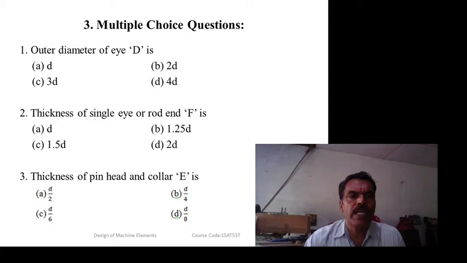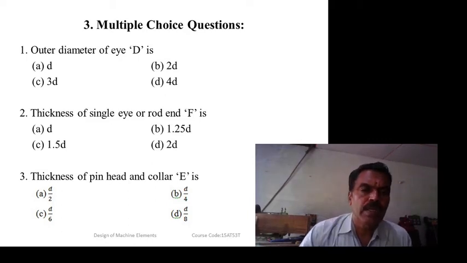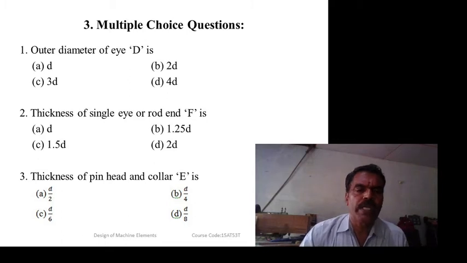So now let us understand one by one. First question: the outer diameter of the eye D is dash, and there are four options: D, 2D, 3D, 4D. The second question: the thickness of the single eye or rod end F is dash, with options D, 1.5D, 1.25D, 2D.